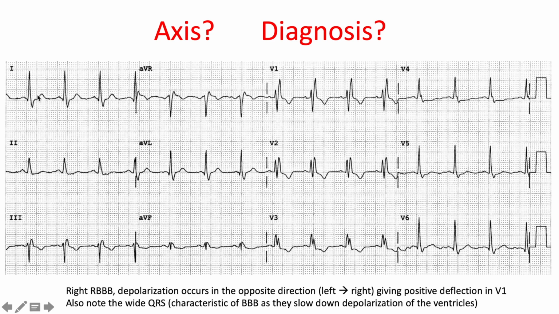Okay, our axis, we have a positive deflection in lead 1 and a positive deflection in lead 2, so that's going to be a normal axis. The diagnosis here, we clearly have a lengthened QRS complex. If you go to the J point, you're going to be turning right, which means right bundle branch block, and then we also have that M pattern that should cue you into it's a bundle branch block as well.